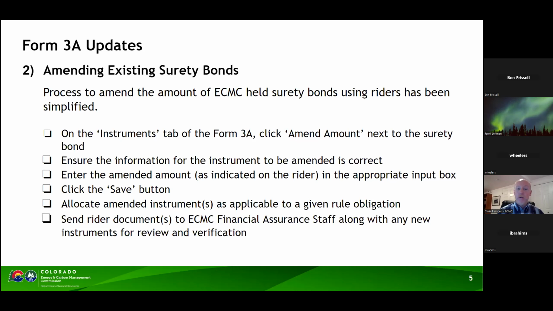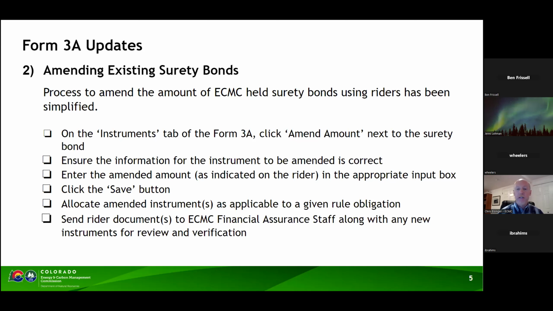When you click on that, it will open up a window that will show all the information for the existing instrument, auto-populated. You want to check that just to make sure that is correct and that you're looking at the right surety instrument. There is one input box where you will enter the amended amount, matching it exactly to what's on the rider document. After you've done that, you click Save, and then you will be allocating that amended instrument value as applicable to the given rule financial assurance obligation.